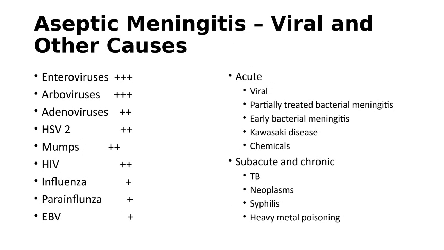And they also will cause acute viral meningitis, and partially treated bacterial meningitis will cause that too, as will early onset bacterial meningitis, Kawasaki disease, and chemicals. Okay? Subacute and chronic causes include, again, TB, neoplasm, syphilis, and heavy metal poisoning.